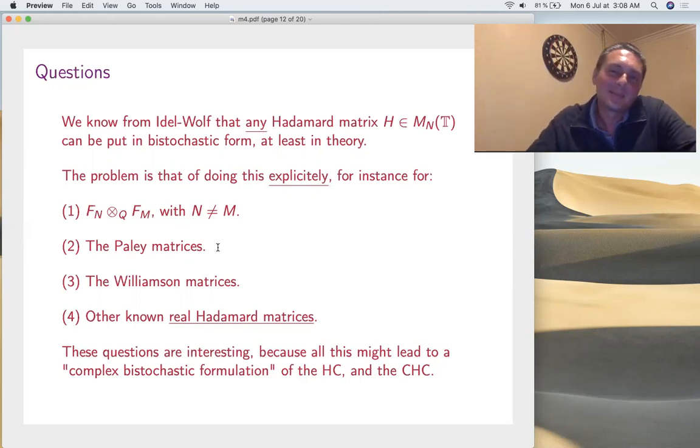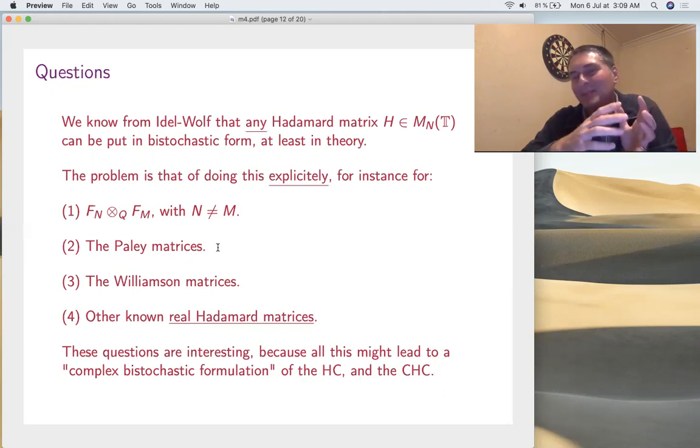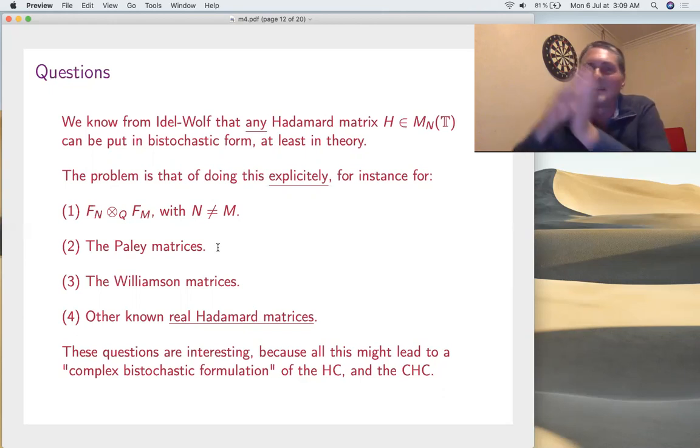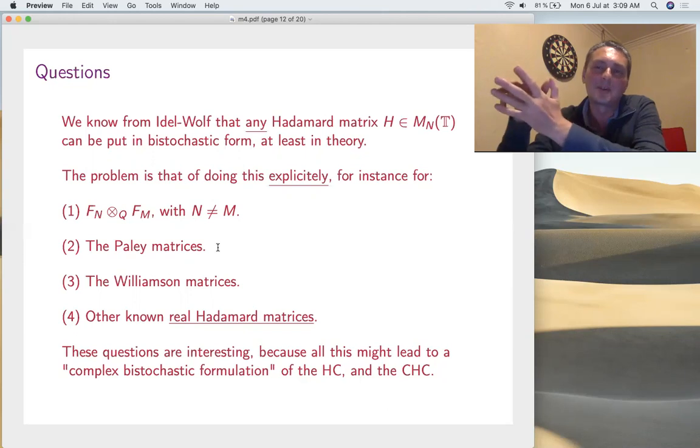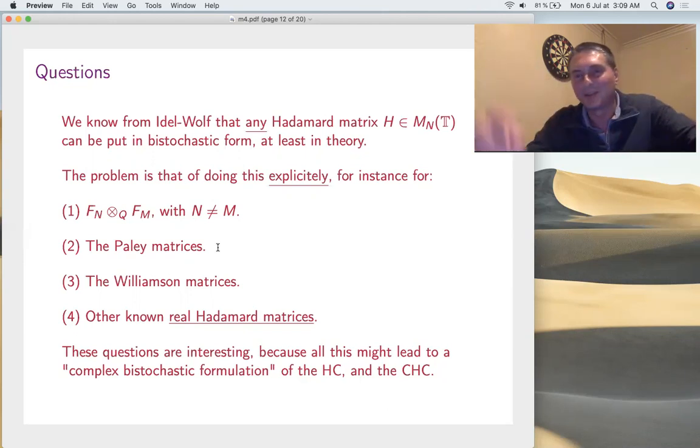But Paley and Williamson are key in computations, because if you can ever put them explicitly in Bistochastic form, it means that somehow the whole real Hadamard matrix theory, including all the difficult problems there, the Hadamard conjecture, the circulant one, can be reformulated in complex Bistochastic form. Maybe they get simpler, I don't know. Just an idea.